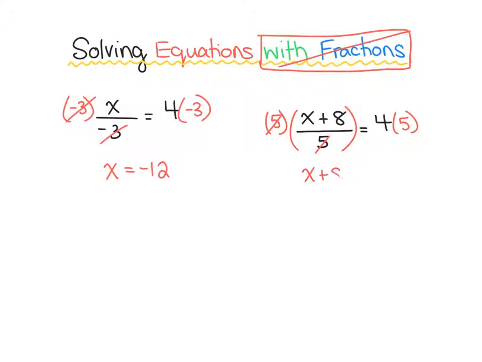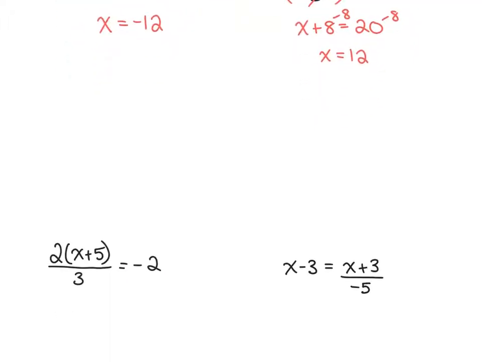So then I have x plus 8 is equal to 20. And now I want to isolate x, so I'm going to subtract 8 from both sides, and I get x is equal to 12. Okay, let's try another couple.